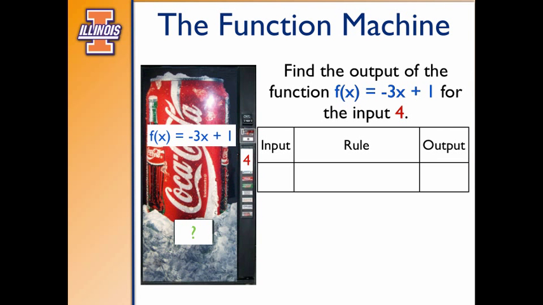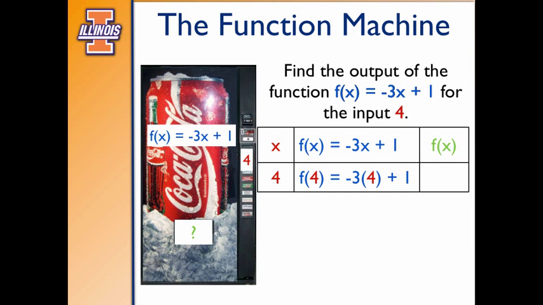In order to do that, I set up a 3-column table. My first column is my input value, or my input values if I have more than one. The second column is my rule, and the third column is going to be my output. So f of x equals negative 3x plus 1 goes in the middle. My input values, which are going to be my x values in this case, go on the far left. And the only input value I have here is 4. And then the resulting output value is going to go on the far right.